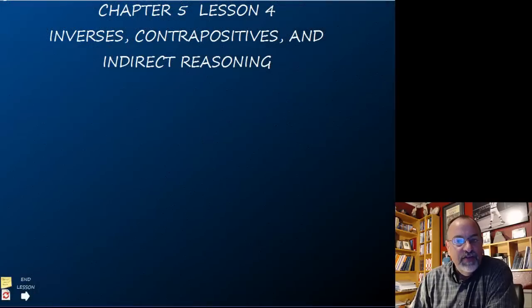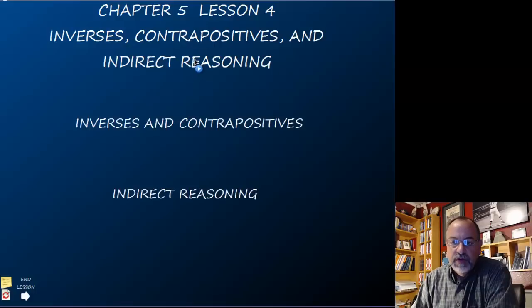Geometry, we're going to take a jump up to Chapter 5, Lesson 4, because this finishes up dealing with conditionals. And so we want to take a look at this now while we're studying these. And we're going to look at inverses and contrapositives. We're not going to take a look at indirect reasoning. We'll just cover these. And so I'll try to do this in one video.